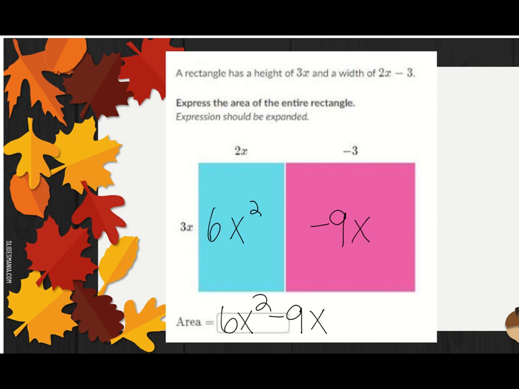If you can think back to when we did multiplying before in Algebra 1, we were distributing. This is the same thing as distributing. I'm taking 3x times 2x and 3x times negative 3. I'm just distributing it in, and I'm multiplying.